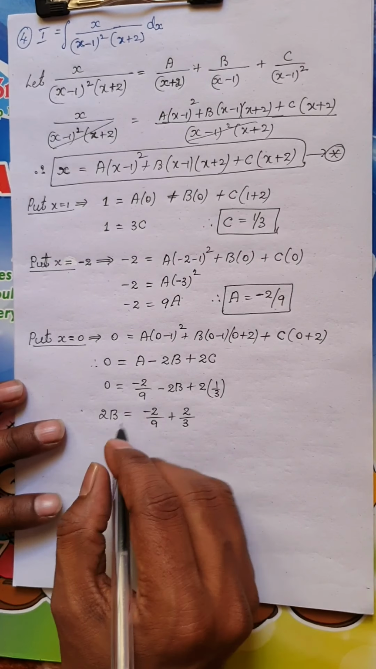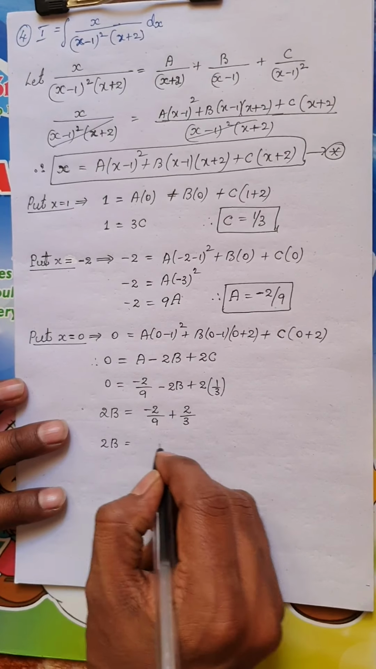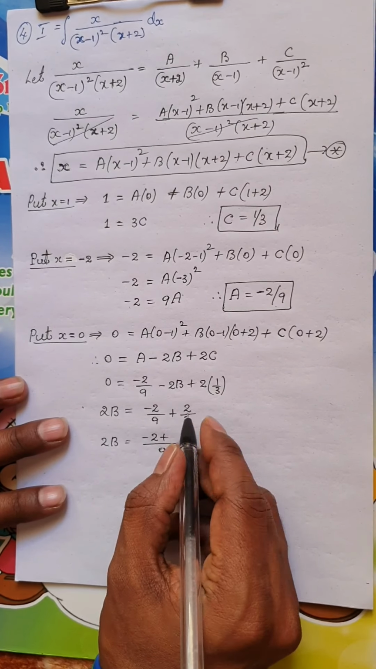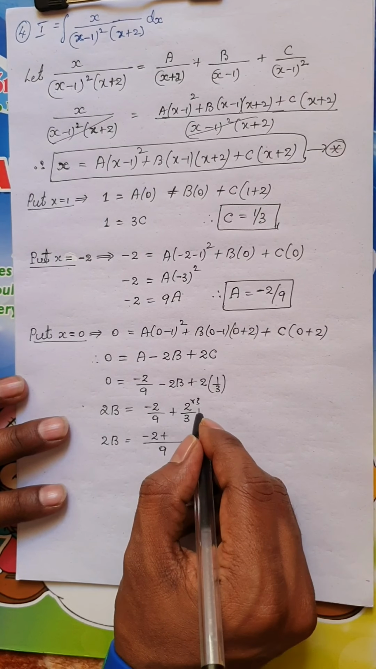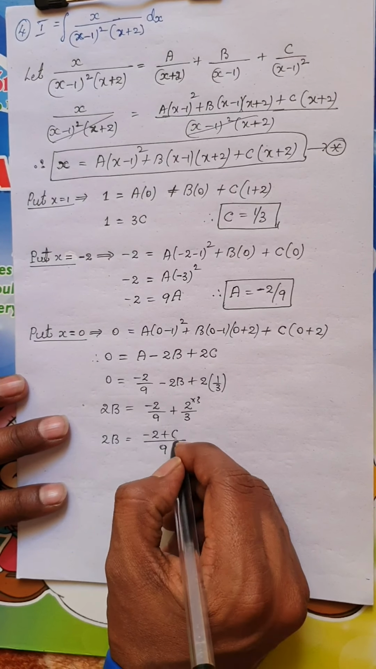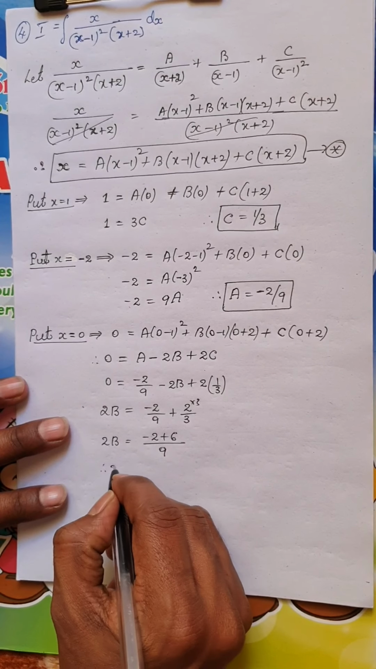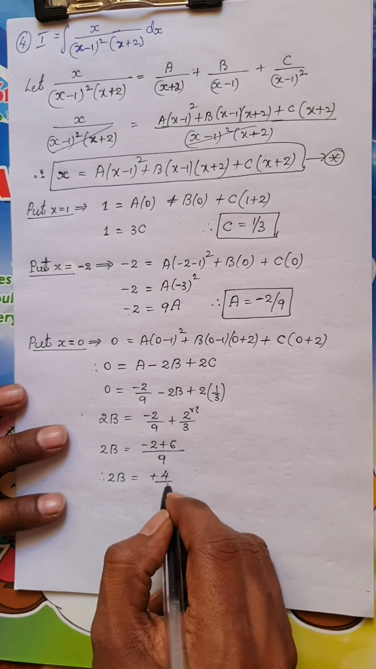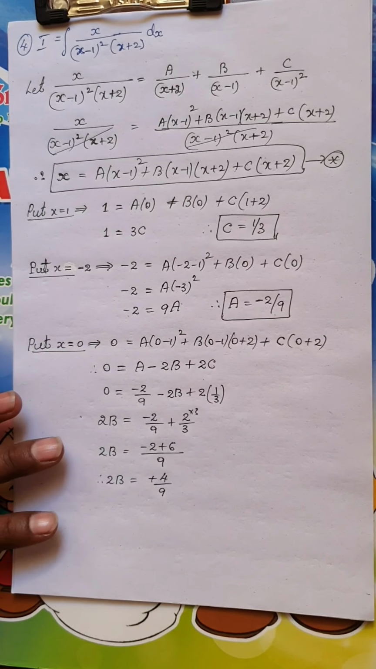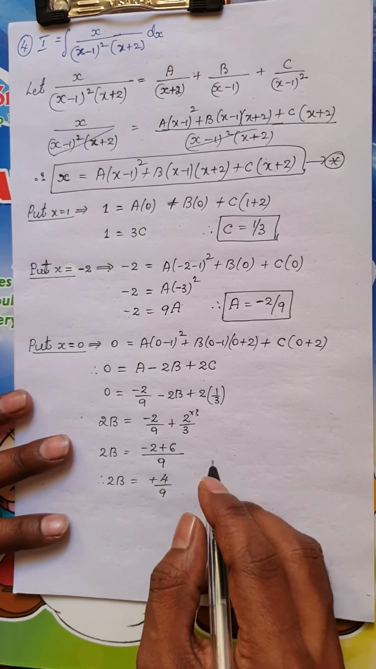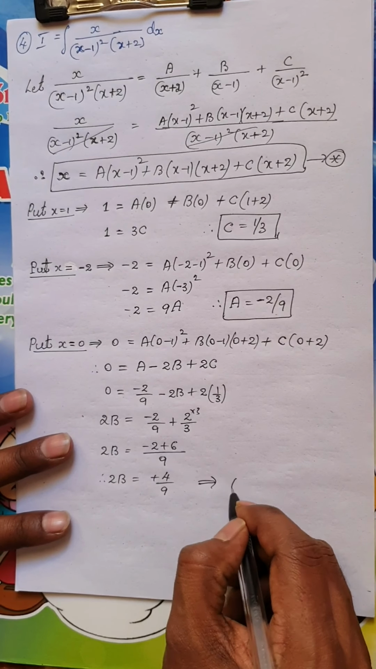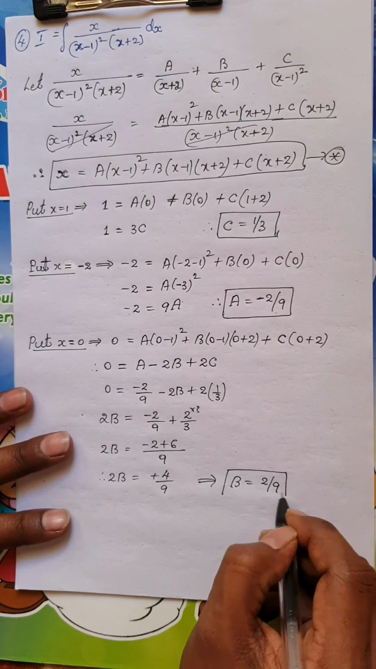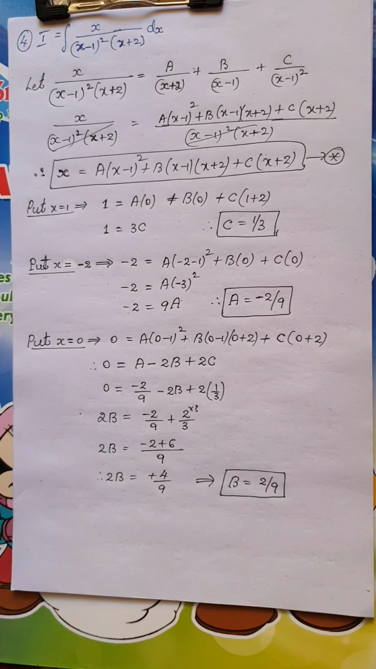If you take the LCM, 9 is the LCM here. I will have minus 2 plus 3 3s is 9, so 2 3s becomes 6. Therefore 2b is nothing but plus 4 by 9, because 6 minus 2 is plus 4. If you cancel the 2s, this will give you the value of b as 2 divided by 9. So I got my values of a, b, c.